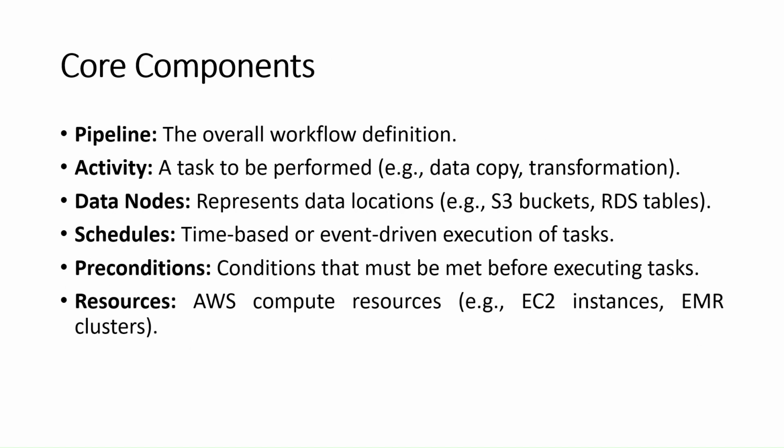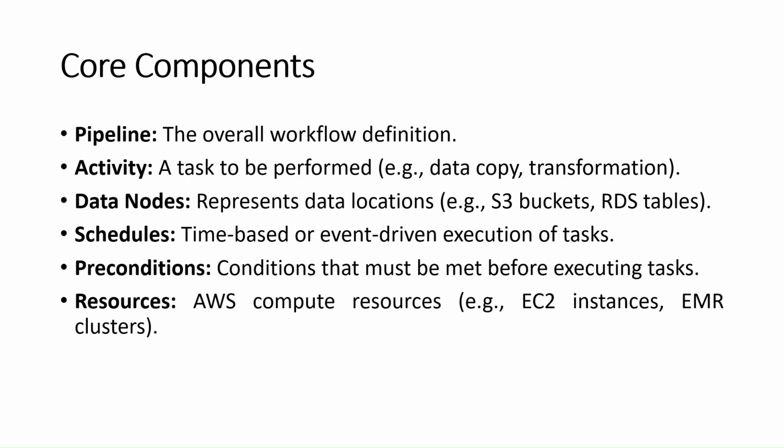Let's see what are the core components of AWS Data Pipeline. Firstly, pipeline, the overall workflow definition. The pipeline is like a master plan or roadmap. It defines the entire workflow, including where the data comes from, what needs to happen, and where it goes.